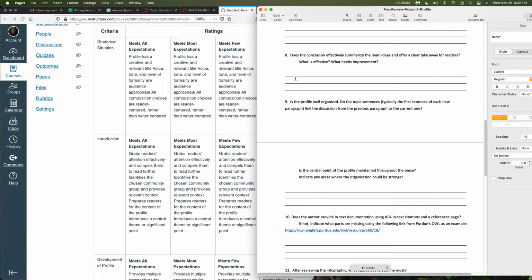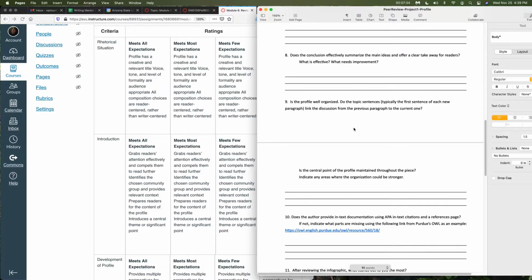Conclusion. Does it summarize the main ideas and offer a clear takeaway for the reader? What is effective? What needs improvement? A conclusion draws the threads of what preceded together, the main ideas, maybe even draws together the imagery, the visuals that have been included, in a different way, in words. Usually we want to end on a high note to make it an appealing read. We all like a happy ending, right?